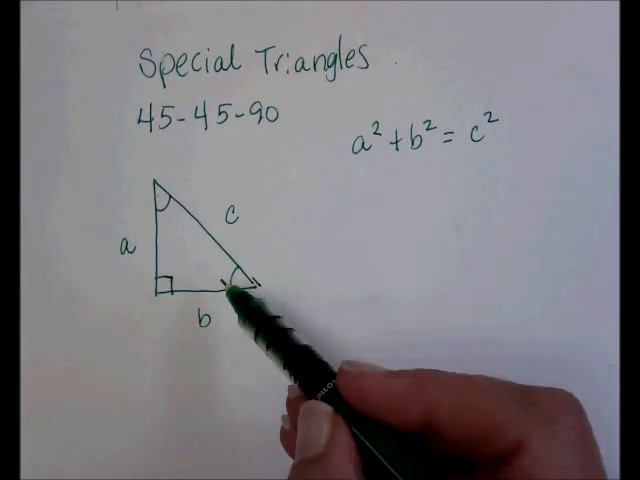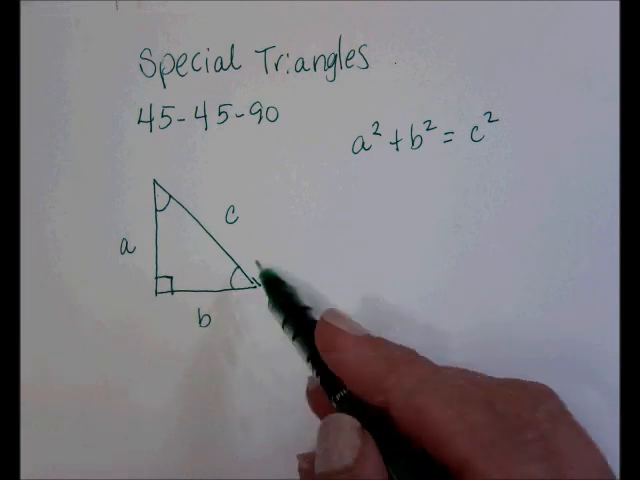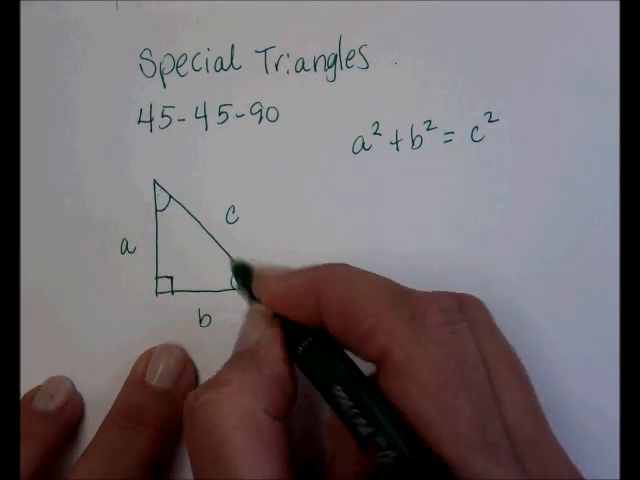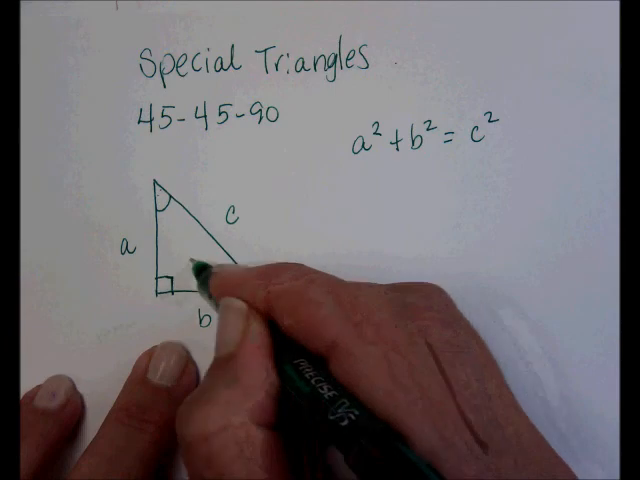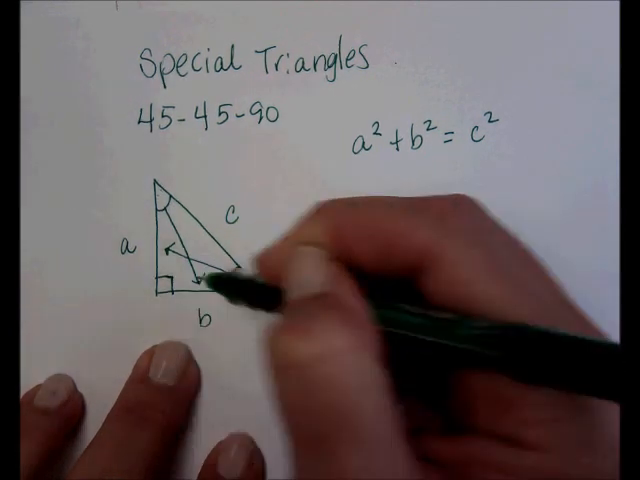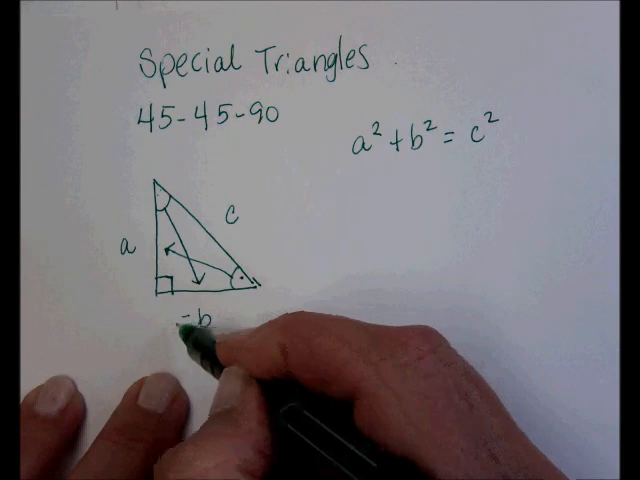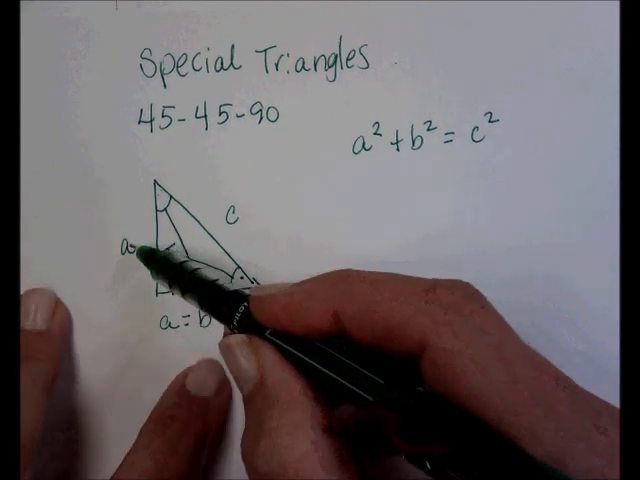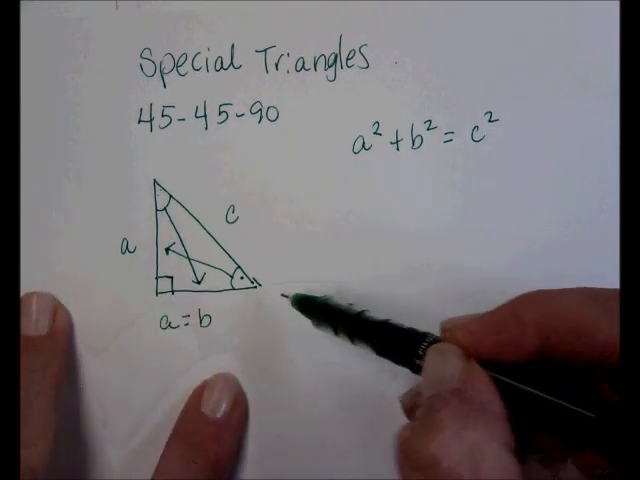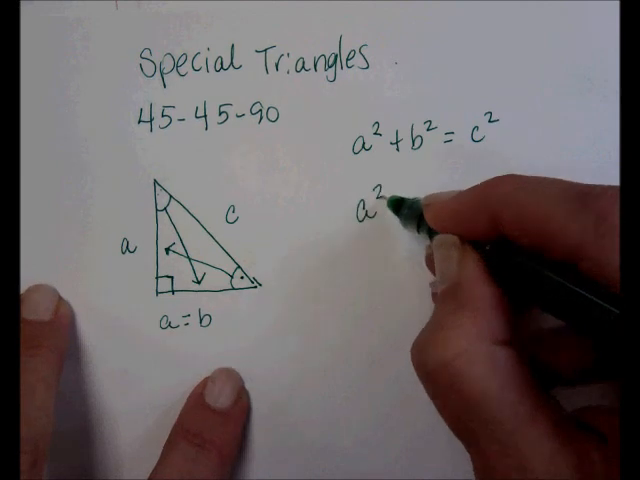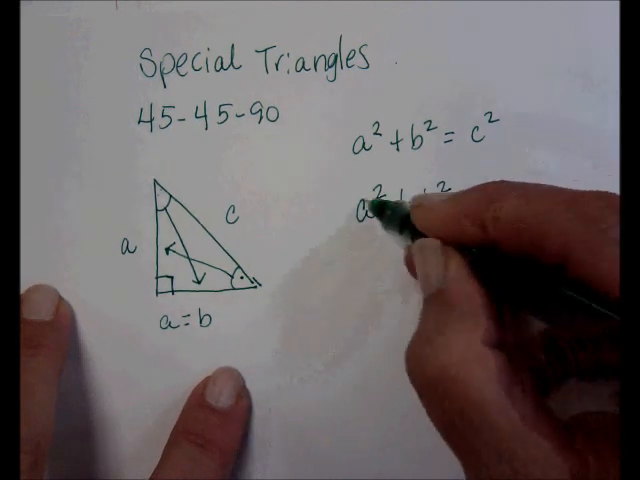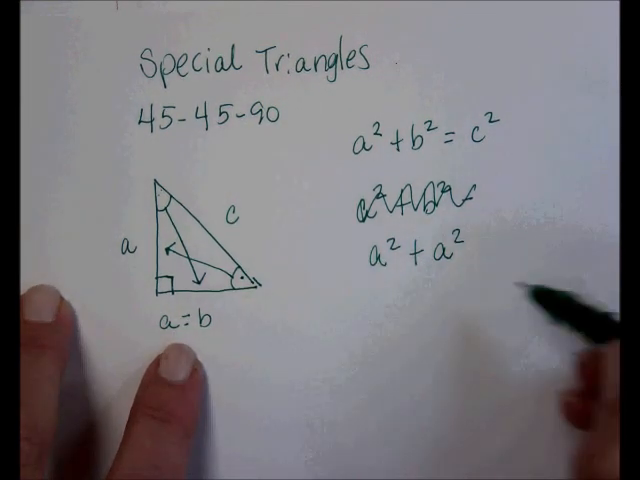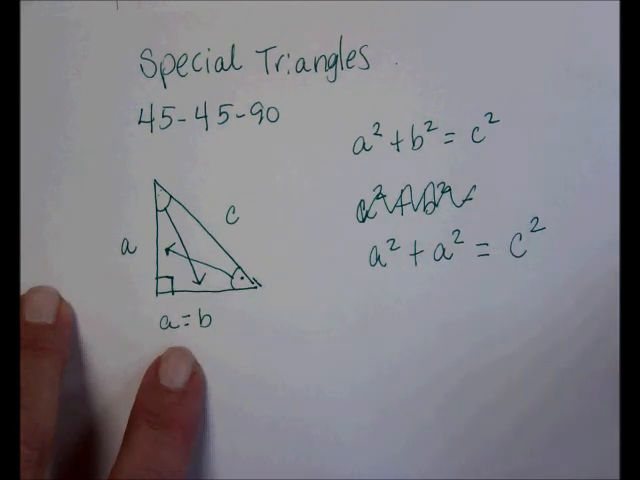And then we also can apply our base angle theorem to this same triangle. The base angle theorem states if I have two angles of a triangle that are congruent, the sides opposite these angles are also congruent. So in this case, this side is a and this side is also a. So I have a squared plus b squared, a squared plus a squared, because I'm going to substitute a in there, is equal to c squared.